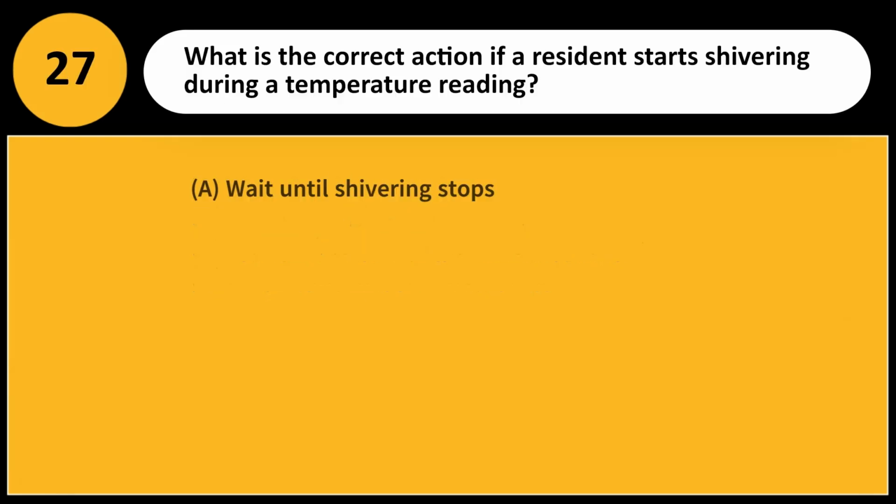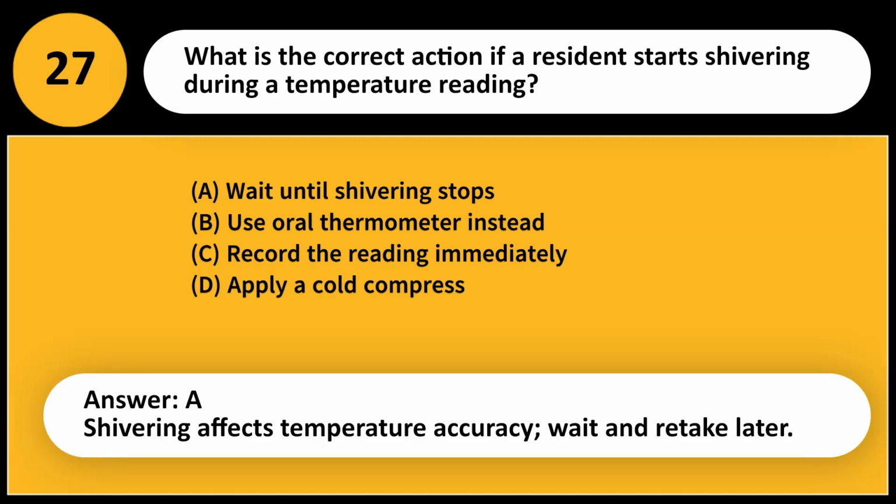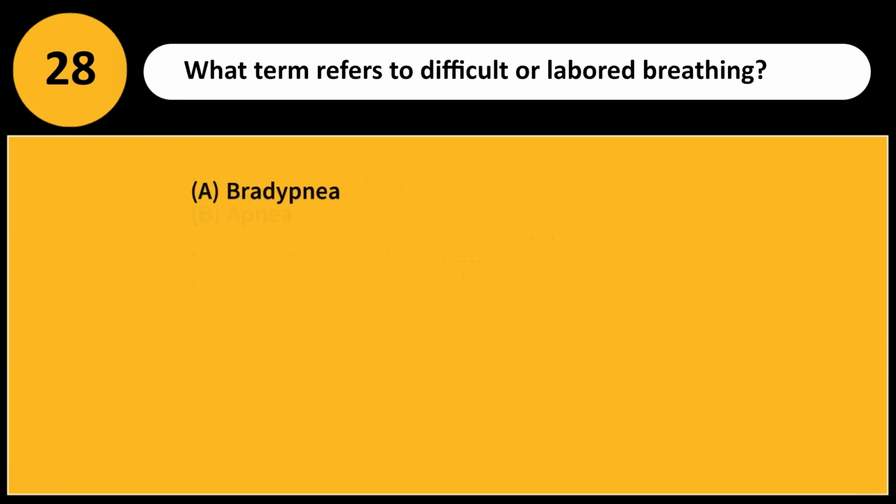What is the correct action if a resident starts shivering during a temperature reading? A. Wait until shivering stops. B. Use oral thermometer instead. C. Record the reading immediately. D. Apply a cold compress. Answer A. Shivering affects temperature accuracy. Wait and retake later.